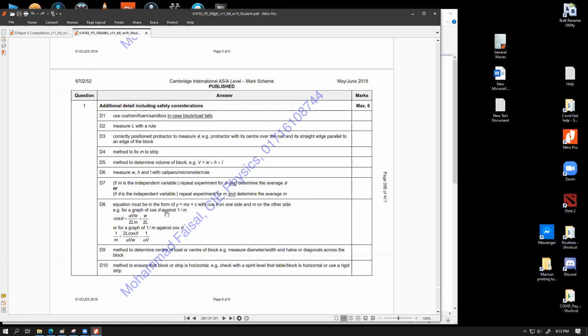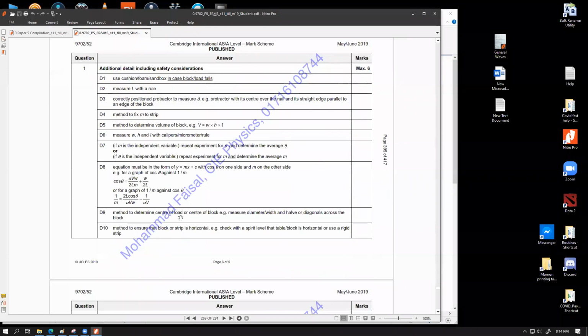So then it says that the equation must be in the form of y equals mx plus c with cos theta on one side and m on the other side. So exclusively cos theta should be free. That's what I meant, because if you take theta as your dependent variable, cos theta should be on the left side and everything else should be on the right side. So that's what we did over here, which worked for us. We get the exact same equation that is shown over here. Beautiful.